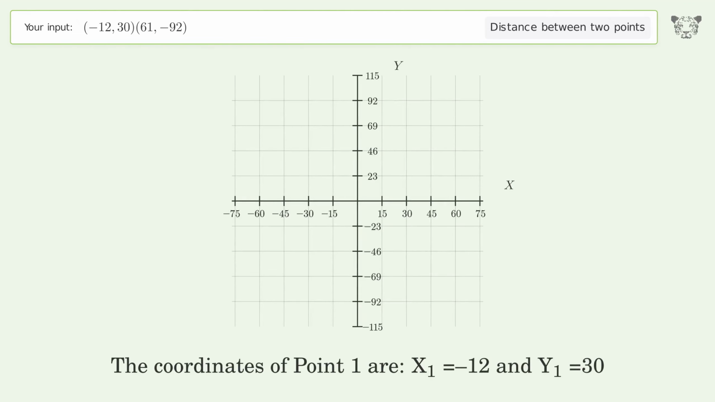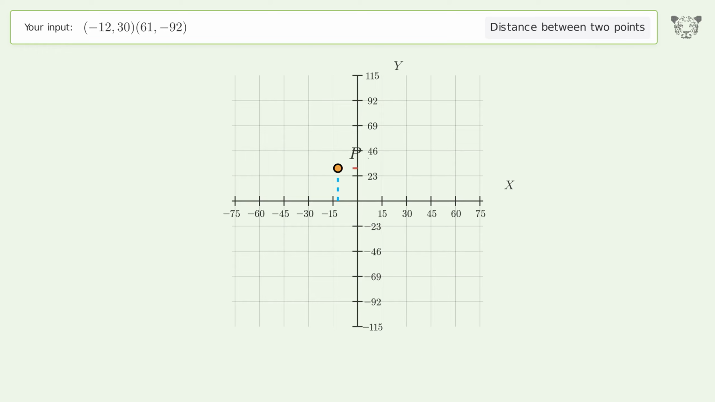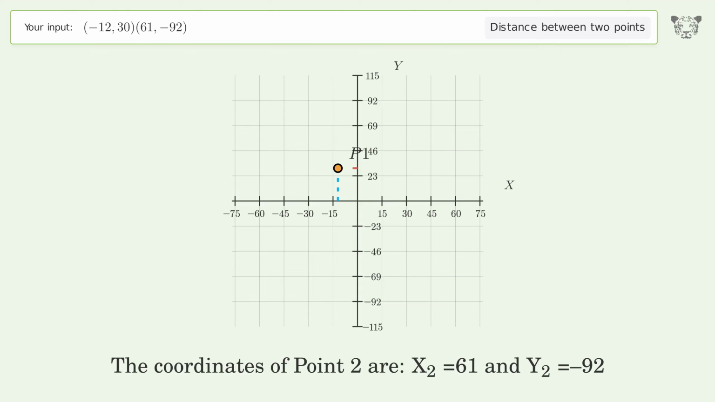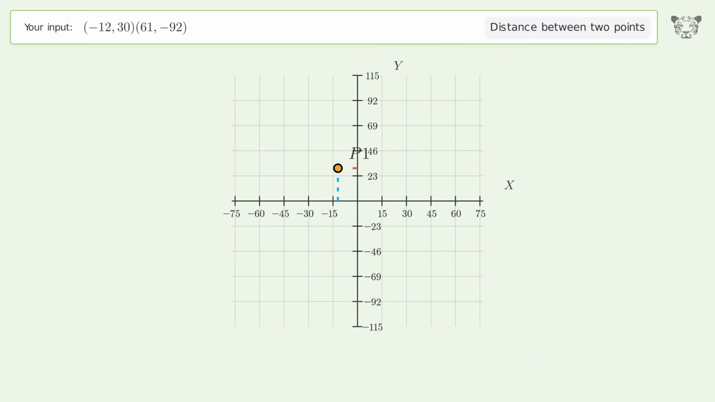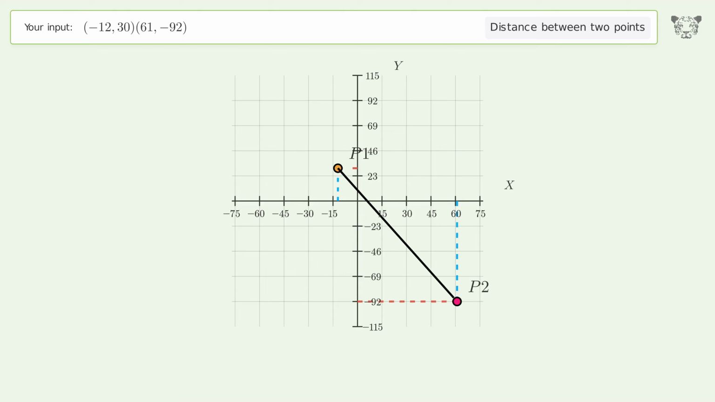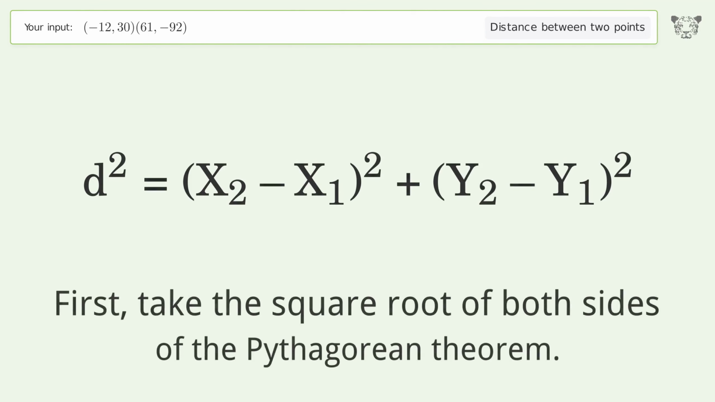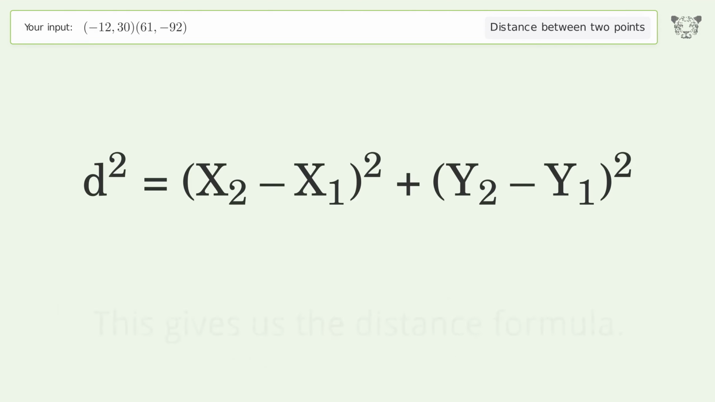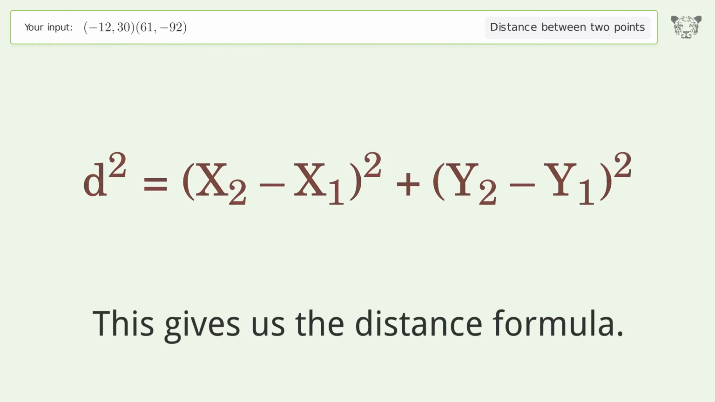The coordinates of point 1 are x1 equals -12 and y1 equals 30. The coordinates of point 2 are x2 equals 61 and y2 equals -92. D is the distance between the 2 points. First, take the square root of both sides of the Pythagorean theorem. This gives us the distance formula.